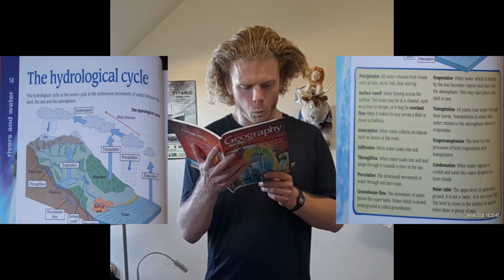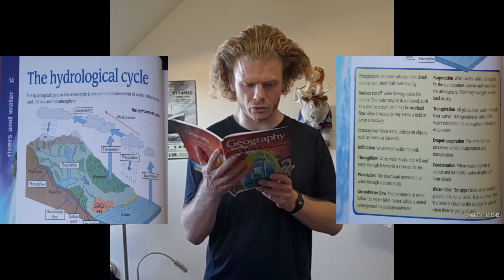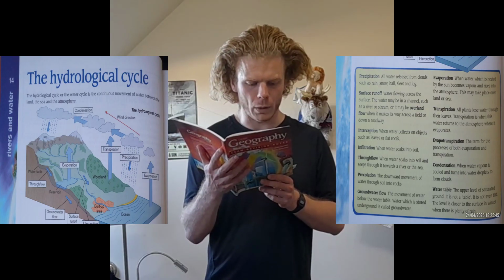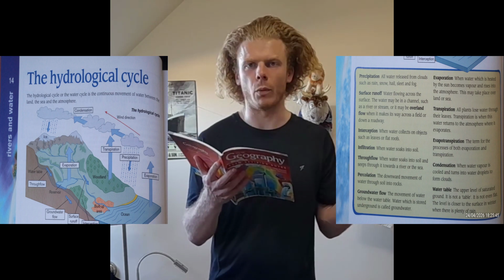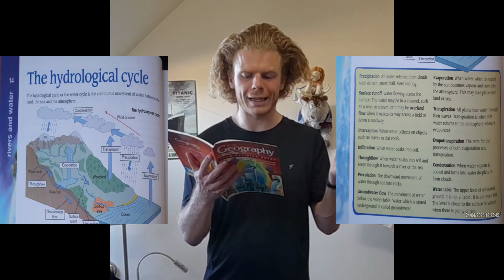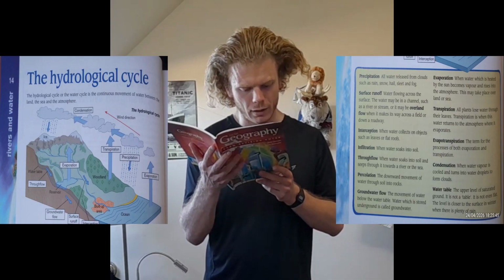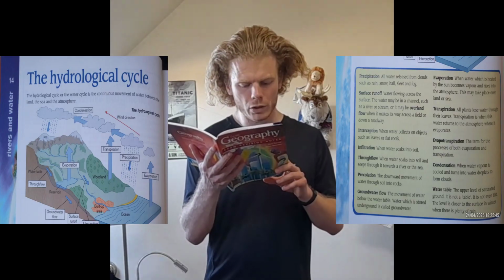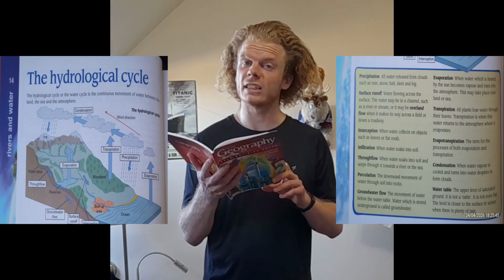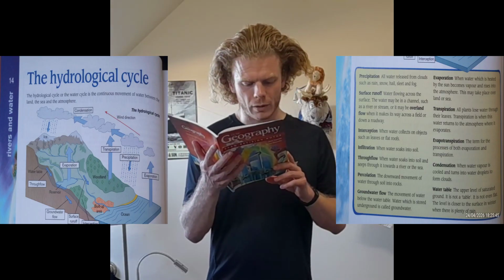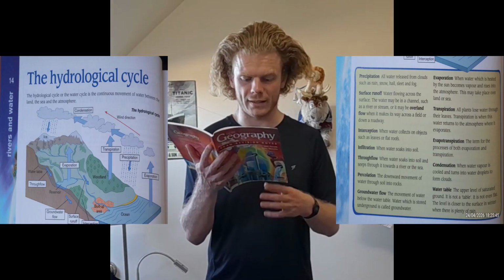Surface runoff. Water flowing across the surface. The water may be in a channel, such as a river or stream, but may be overland flow, when it makes its way across a field or down a roadway. Okay, surface runoff is every type of water. It can run in a river, or in a channel, in a canal, or it can just go over the ground. Interception. In this context it is when water collects on objects such as leaves or flat roofs. Okay, the water is intercepted for a little moment, for example inside of leaves or on flat roofs, and keeps standing there. It is intercepted and stays there.